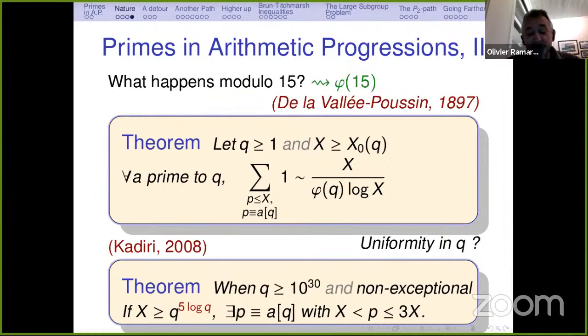When q is larger than 10 to the 30, not so small, and non-exceptional, forget about this condition, it's really to simplify things. And x is larger than q to the 5 log q. So it's not q to some power. It's q to something that goes to infinity, and that goes to infinity like log q. Well, you can find a prime in an arithmetic progression and properly localized. So that's what we're able to do from an explicit viewpoint, and when you want only one prime.